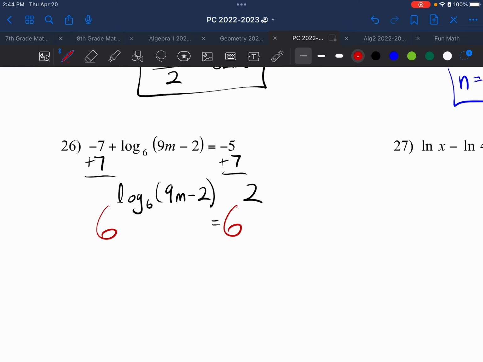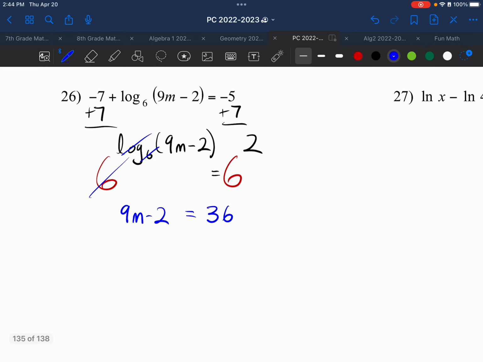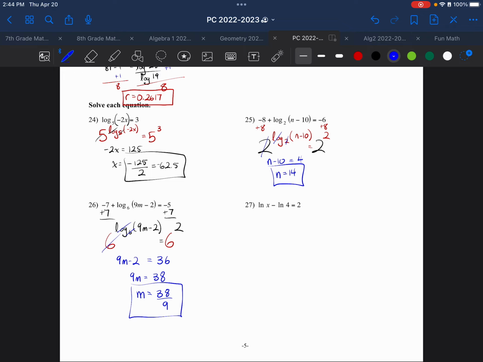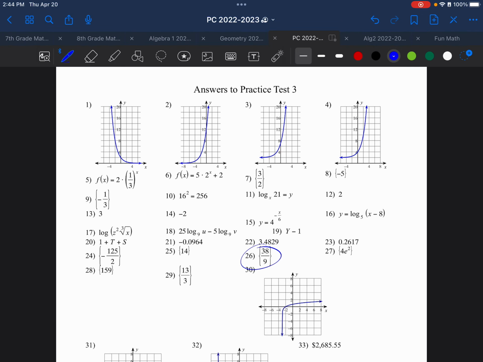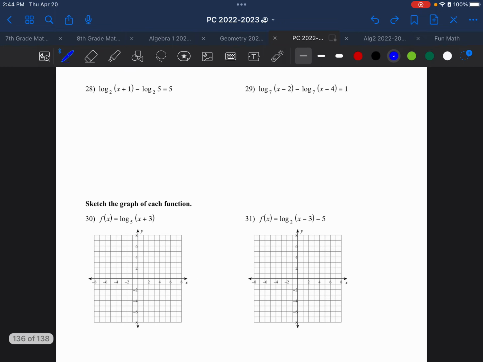And things that cancel out, you're gone, you're gone, you're gone, leaving me with a 9m minus 2 on the left. On the right, 6 to the power of 2 is 36. And I just have to add 2, so that's going to be 9m is equal to 38. And then finally divide by 9, and m is equal to 38 over 9, which I don't think has any common factors. I'm just going to leave it 38 over 9. Let's check the work. Number 26, 38 over 9. We're doing something right. All right, moving on to number 27.